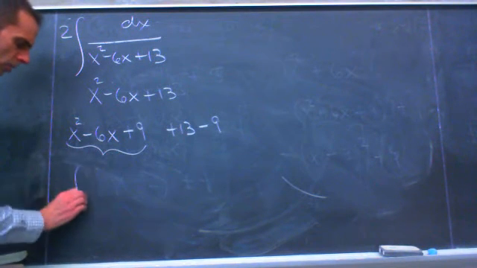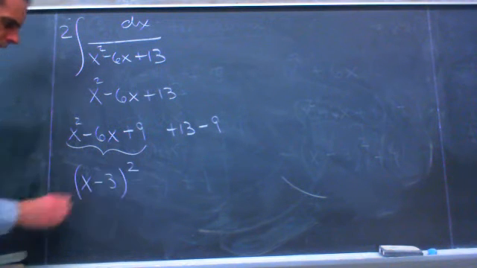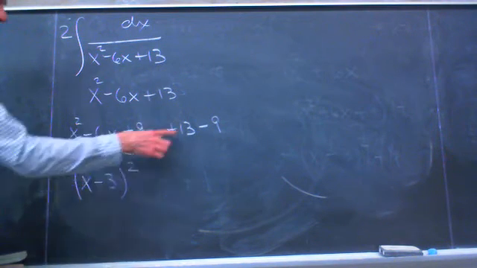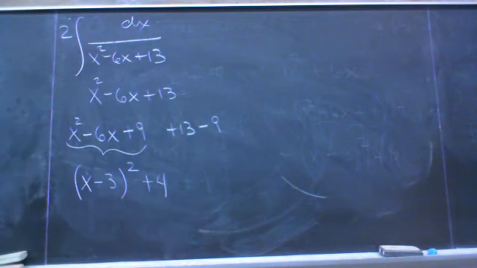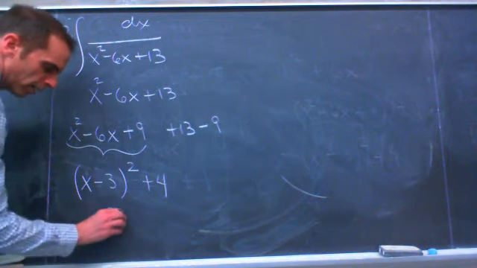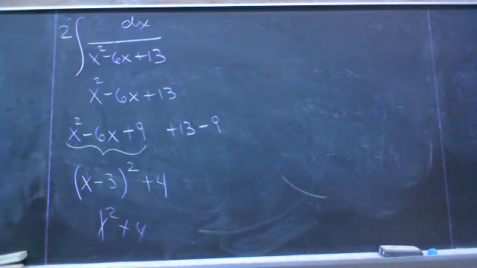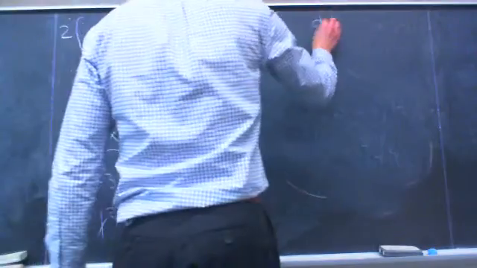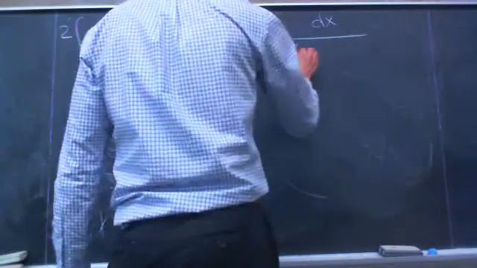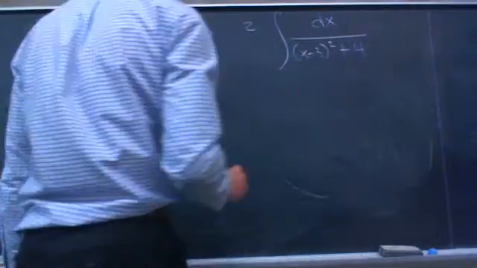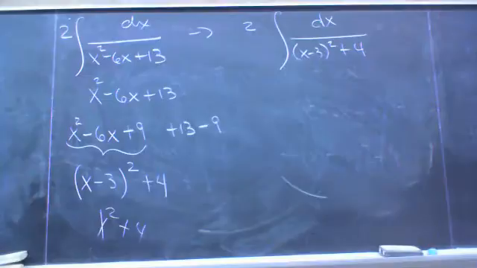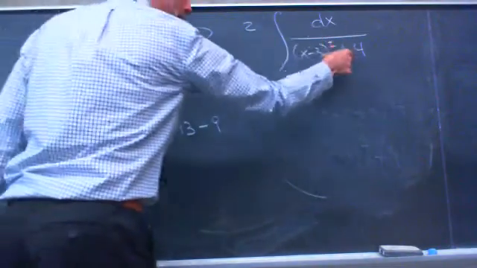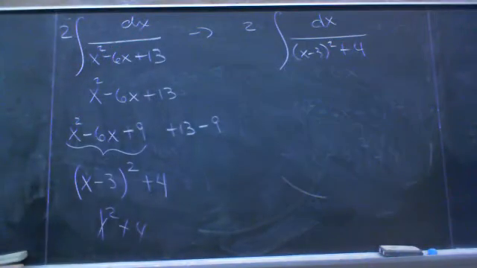This is a perfect square trinomial. It factors into (x minus 3) squared. The square root of x squared is x. The square root of 9 is 3. The sign in the middle goes in the middle, square it, plus 4. So now, this is of the type of a variable squared plus a number, which is of tangent inverse. So what I have now is 2 dx over (x minus 3) squared plus 4. Okay? And notice that this squared, and then adding 4 would give me this back. So this is equivalent to that algebraically.